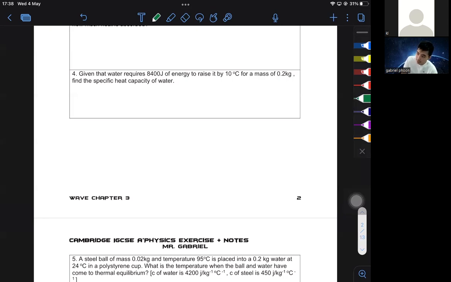How many of you guys are done with question 5 already? Just want to know. Or how many of you guys are attempting question 5 already? Okay. All right. Question 5 is going to be a bit hard. I'll give you guys probably 2 more minutes to attempt it. Then after that, let's go through it together.